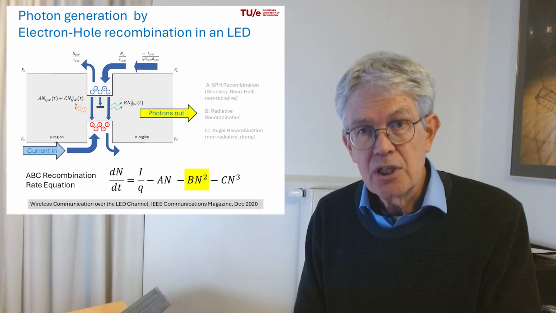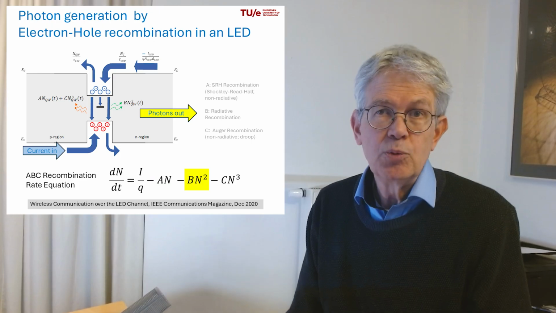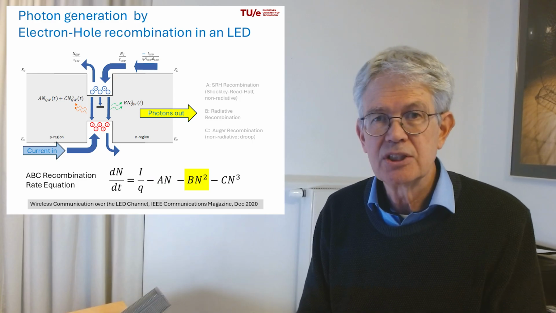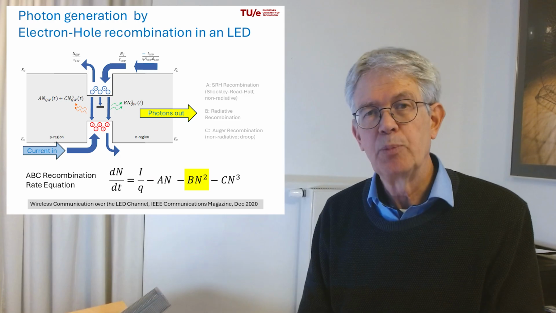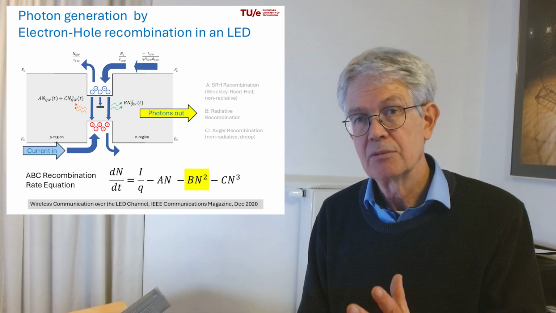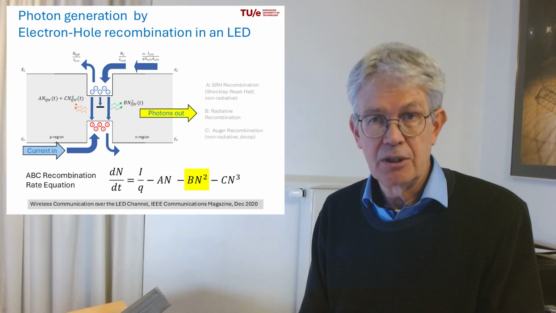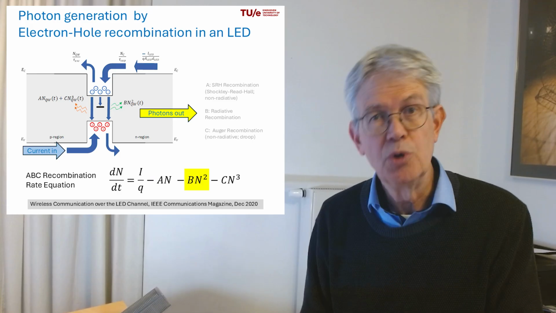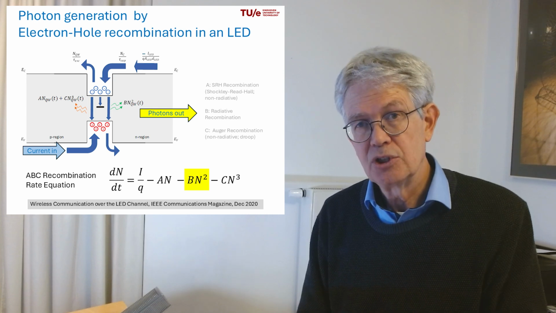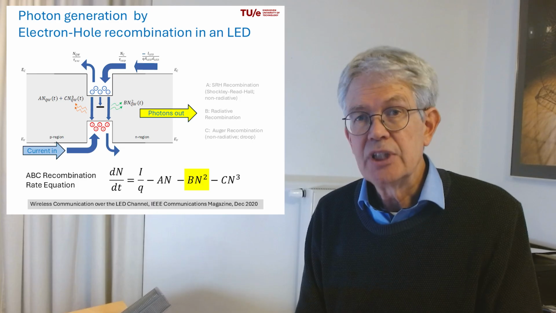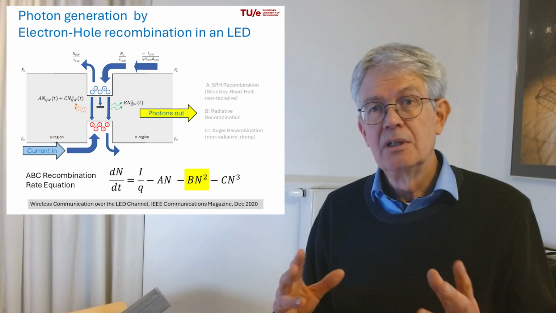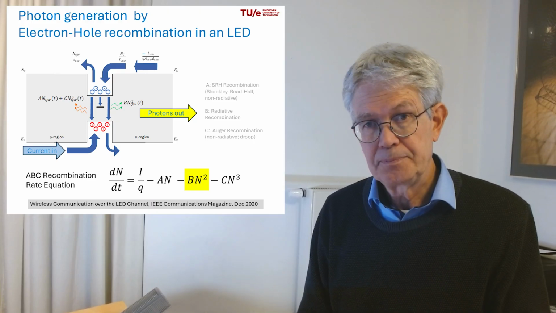But then there are two terms which are non-radiative. One is the Shockley-Read-Hall recombination rate. That's quite often related to defect states and impurities in the LED, and that's proportional to n. So A times n, B times n squared. Then there is a third term, the Auger recombination, sometimes also called the droop. And that particularly kicks in when the currents are high and when the concentrations are also very high. So it's C times n cubed. These three terms describe the number of recombinations.